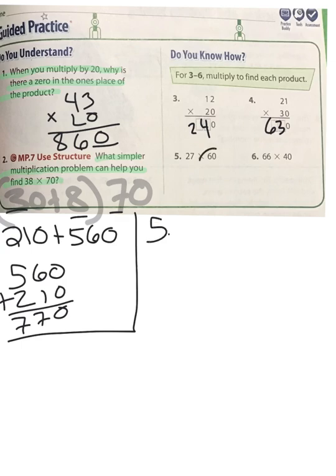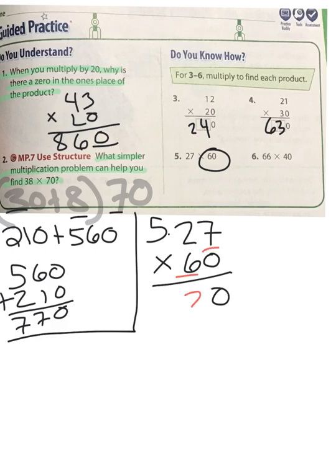Remember, we want the multiple of 10 on the bottom to make it easier for us. So we have 27 times 60. Drop your 0. Then you're going to multiply 6 times 7, which is 42. Put your 2, regroup your 4. And then we're going to multiply 6 times 2, which is 12, plus 4 is 16.